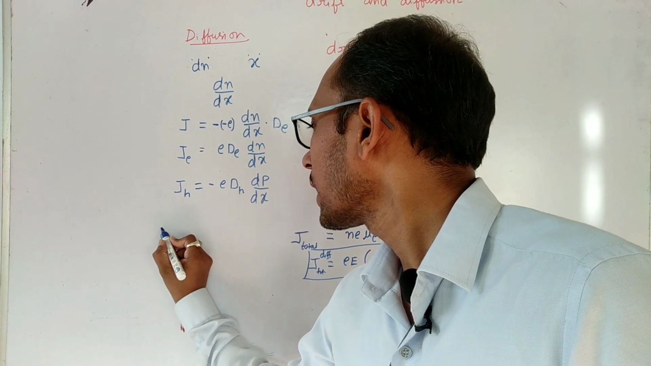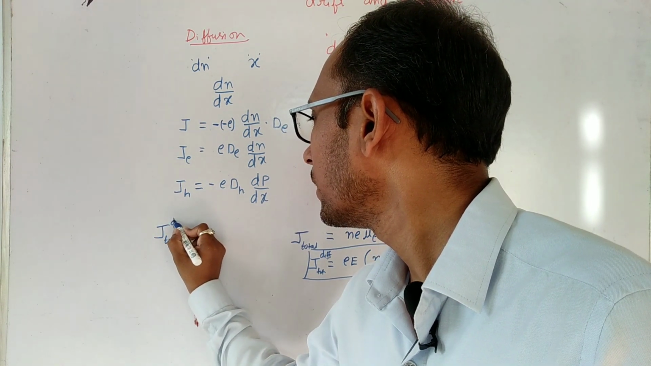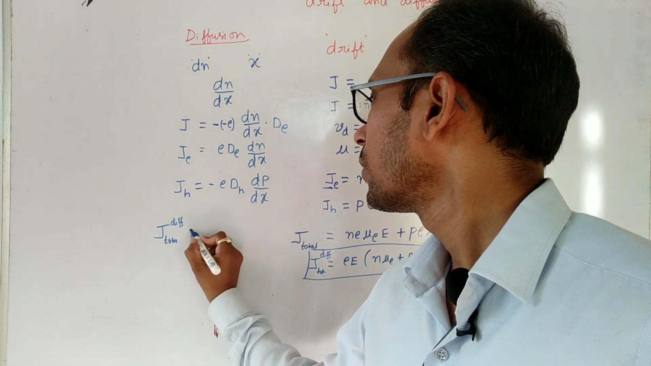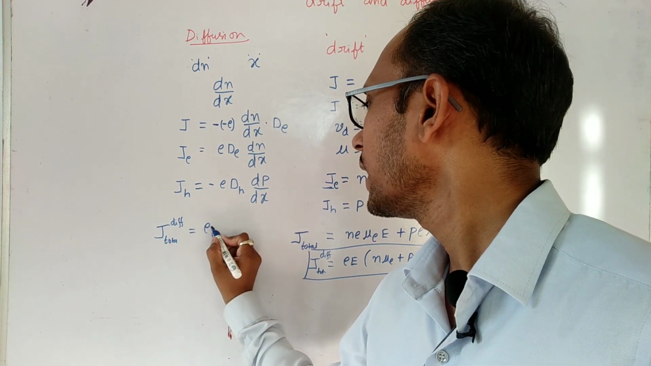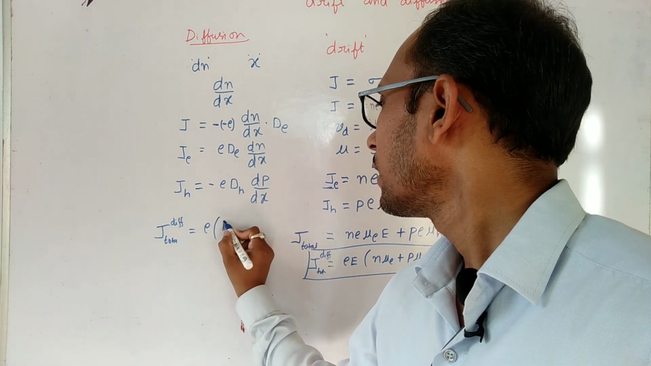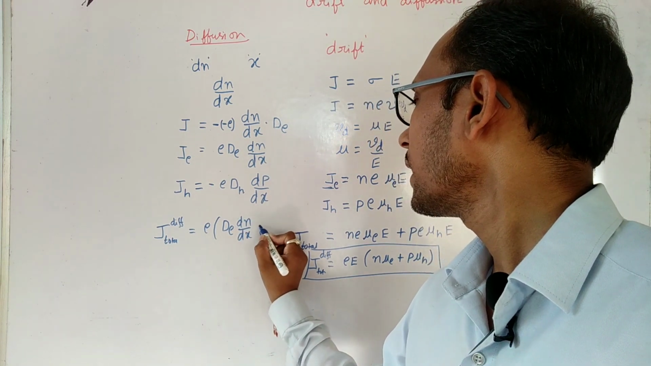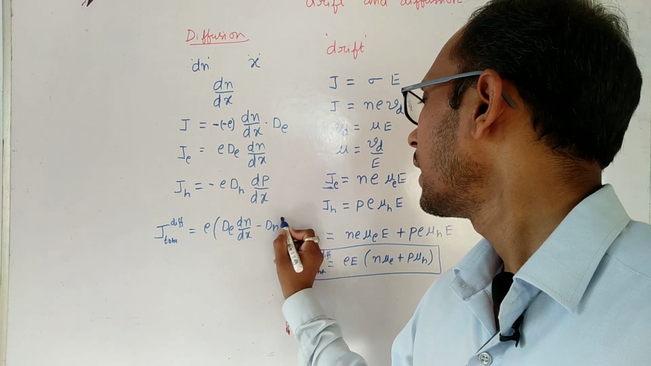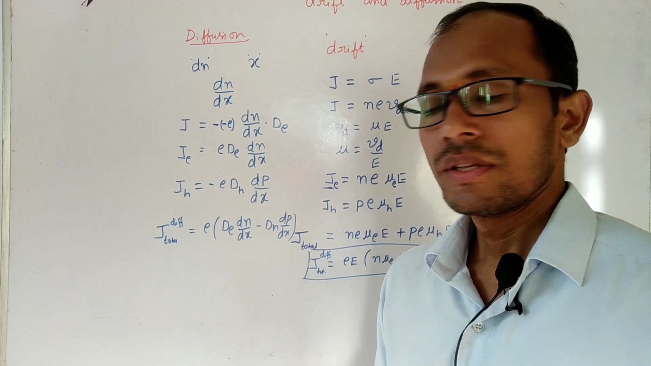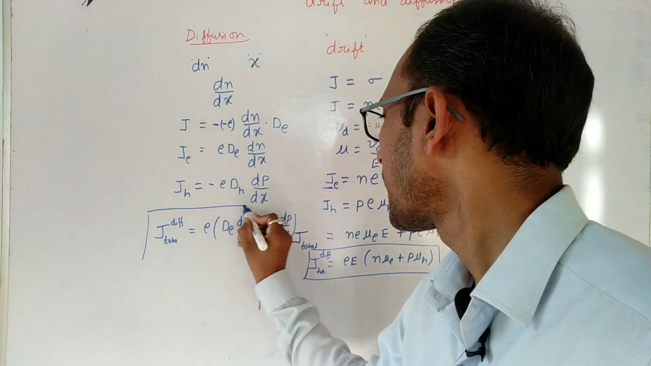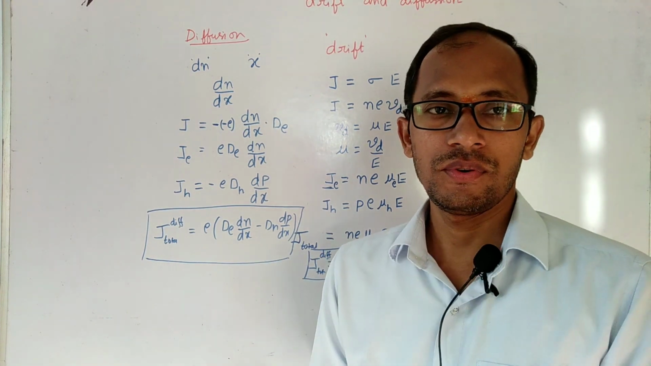Now the total current density J due to diffusion: if we add these two, then we get e into D_E dN/dx minus D_H dP/dx. This is the current density due to diffusion.